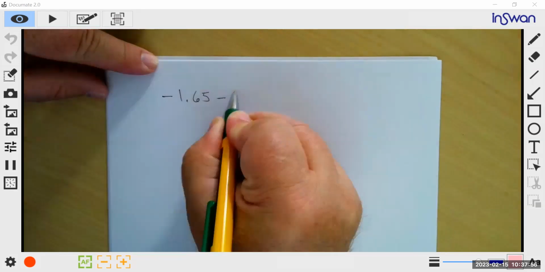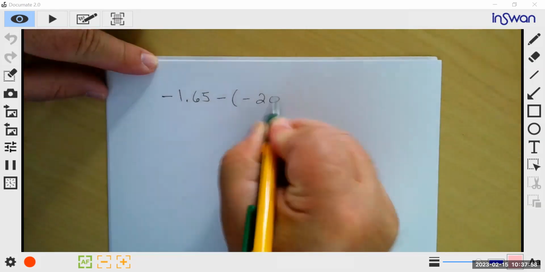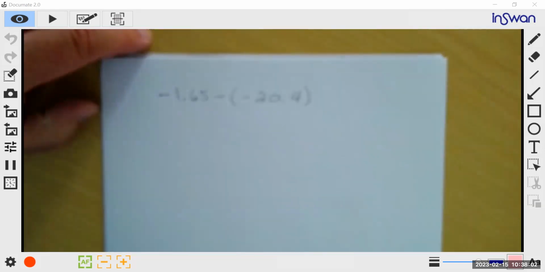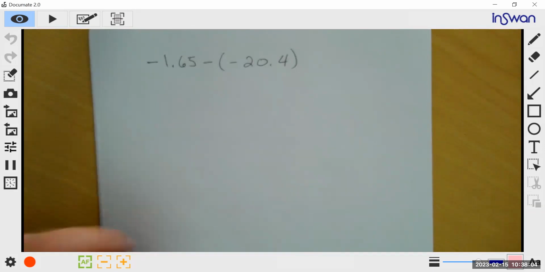1.65 minus negative 20.4. Let's work this one out. Remember, you always do order of operations. What's the first thing we do?